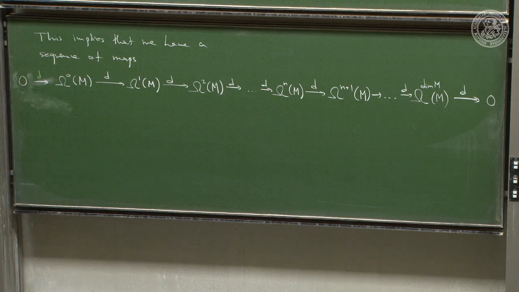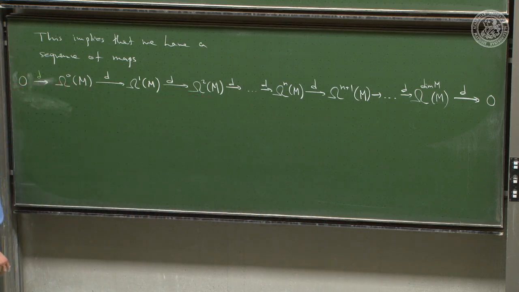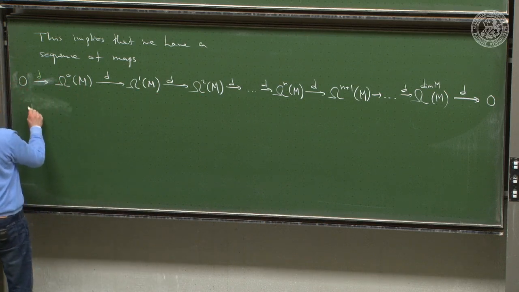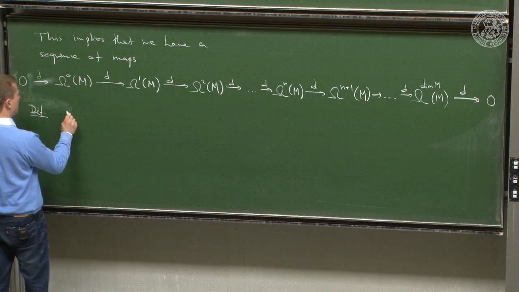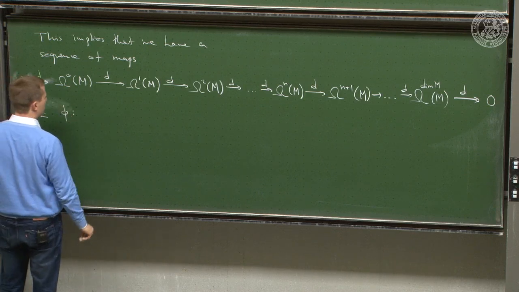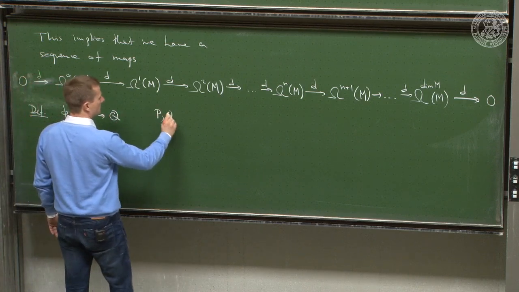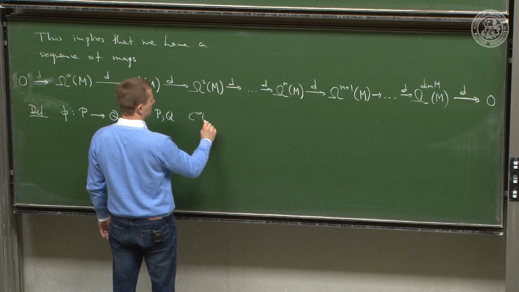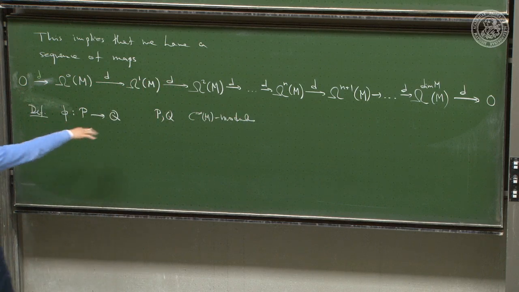So I have this sequence. Well, I had the sequence anyway. That's nothing new. But what does the d squared equals 0 tell us? Well, let's first recall the following definitions from linear algebra. If we have a map phi that takes us from one module P to another module Q, let's say these are C infinity m modules, specifically, but quite independent of the C infinity m.